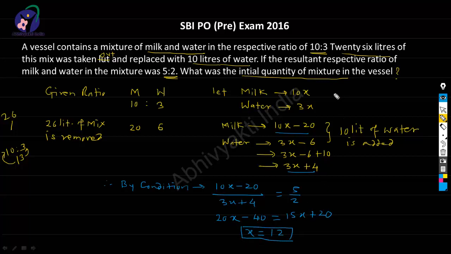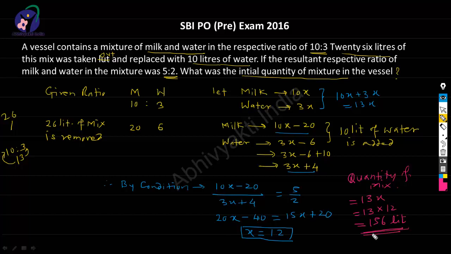So x is equal to 12 and the total quantity of mixture is 10x plus 3x, that is equal to 13x, that is 13 into 12, which is equal to 156 liters. So the initial mixture was 156 liters.